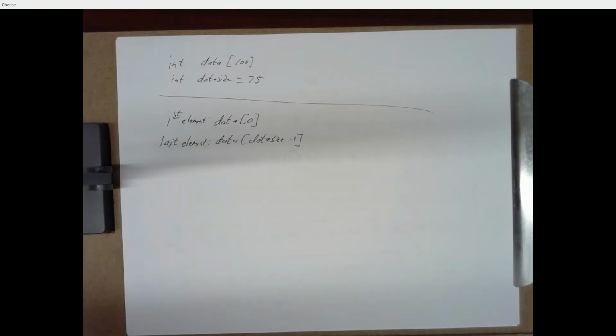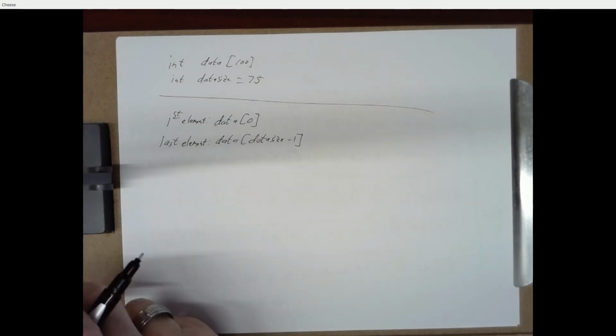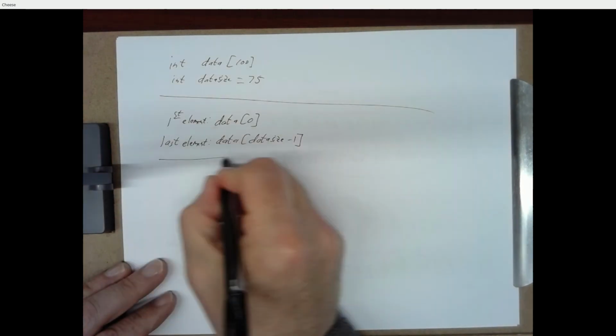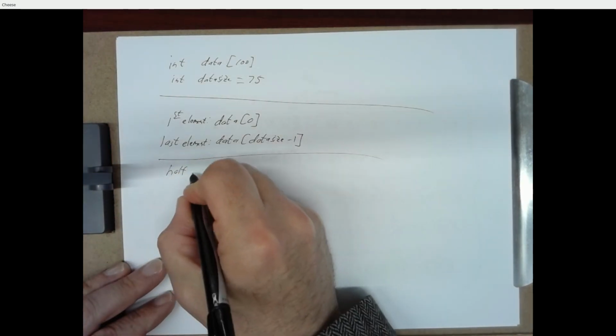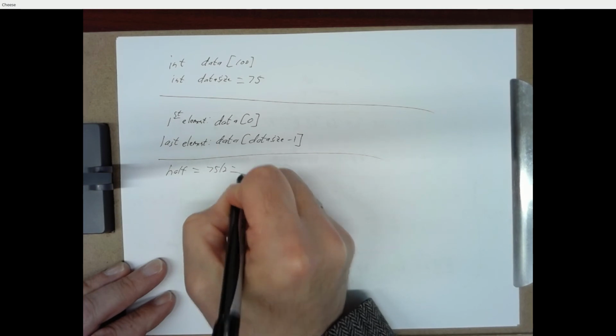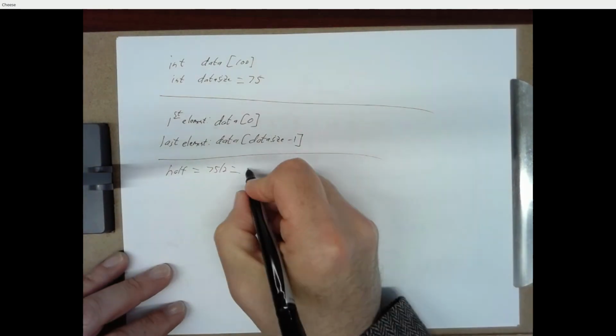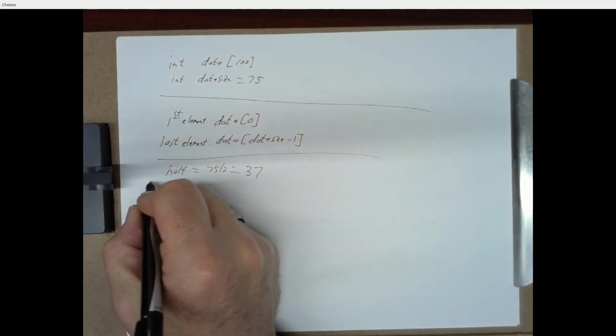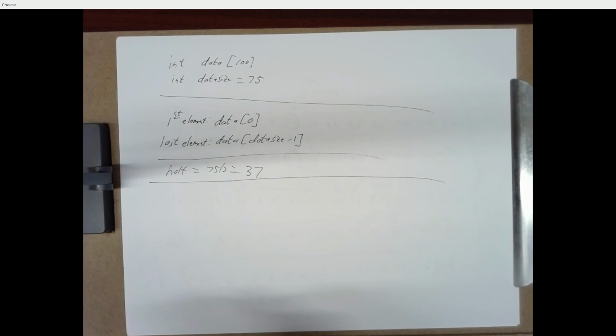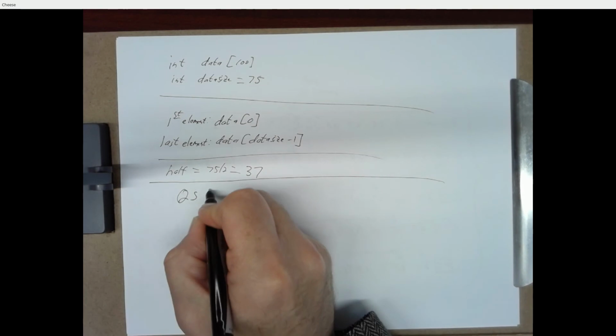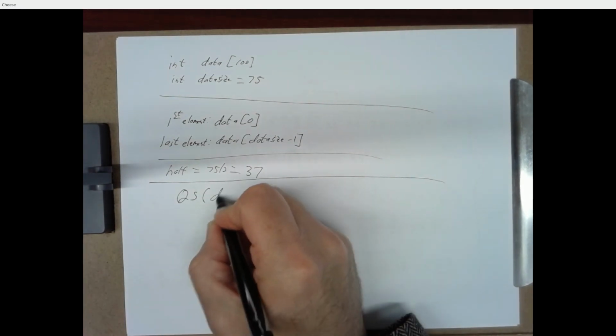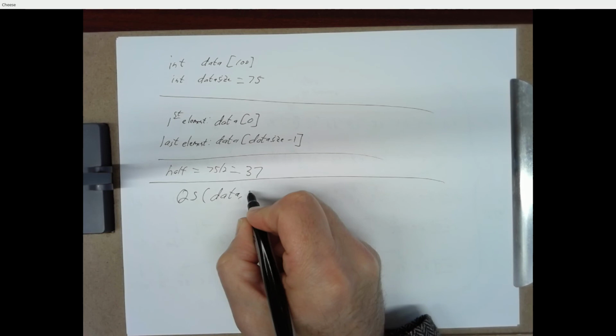Now suppose we wanted to split this array roughly in half. So halfway point. And we'll do integer division, so let's just call it 37. I would probably do (data size minus 1) over 2. But let's just call this the halfway point. So if I wanted to call Quicksort on the first 37 elements, let's say, right, I could say Quicksort(data, 37).